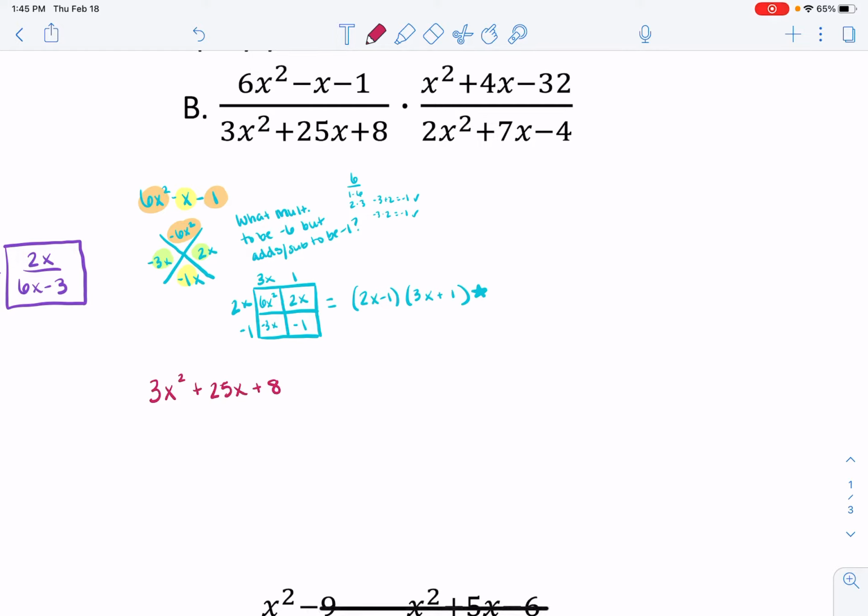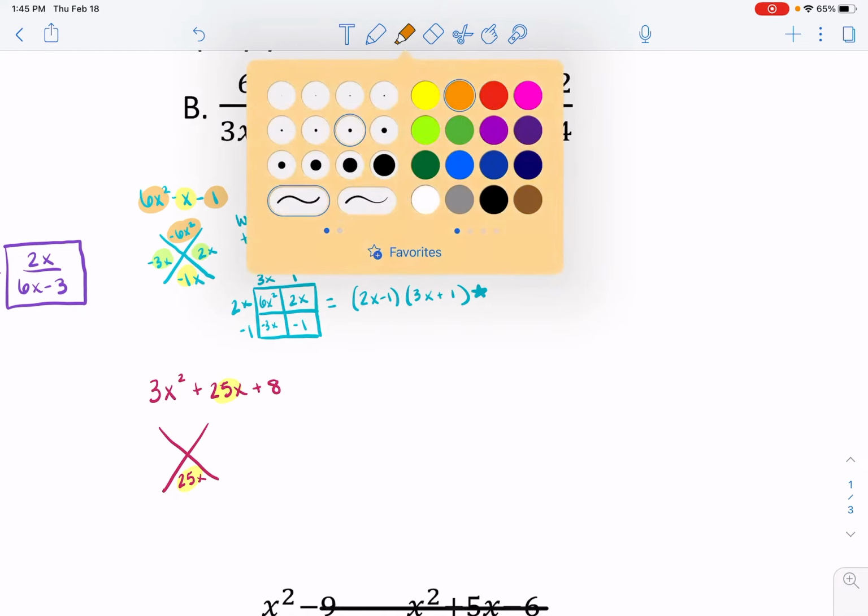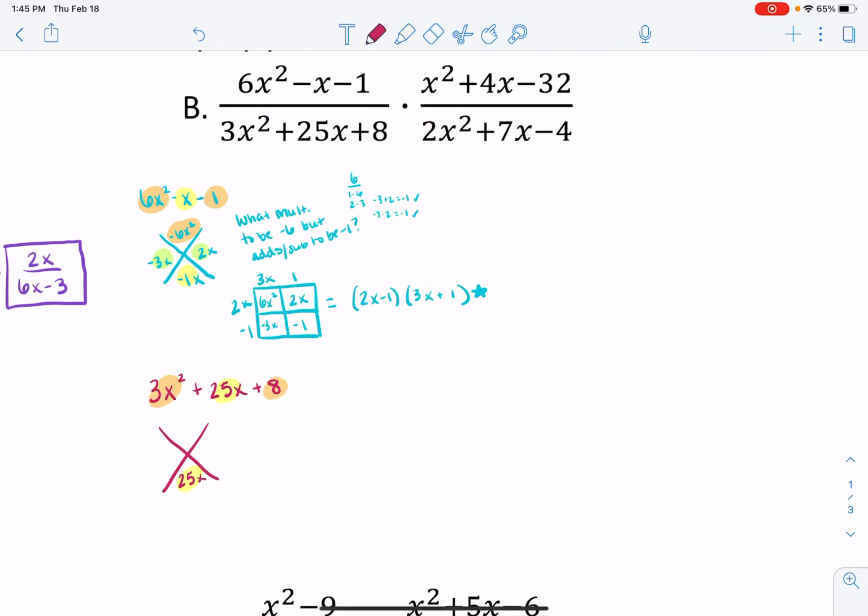Okay, so I'm going to make my diamond. Same idea, the 25x, our B goes here. And then we will take 3x squared times 8. So the top will be 24x squared. Okay. And now we need to think what multiplies to be 24 but adds or subtracts to be 25.